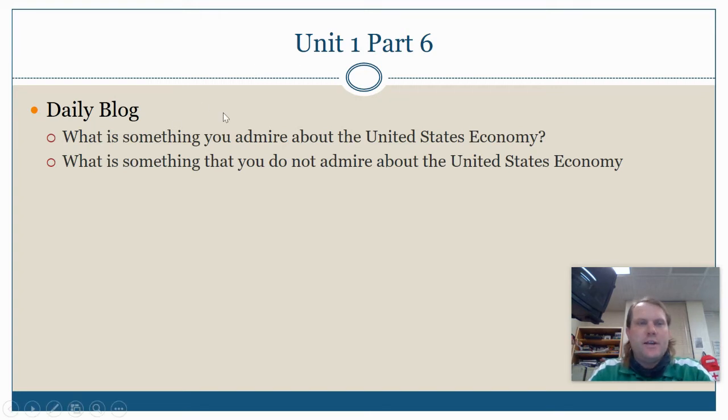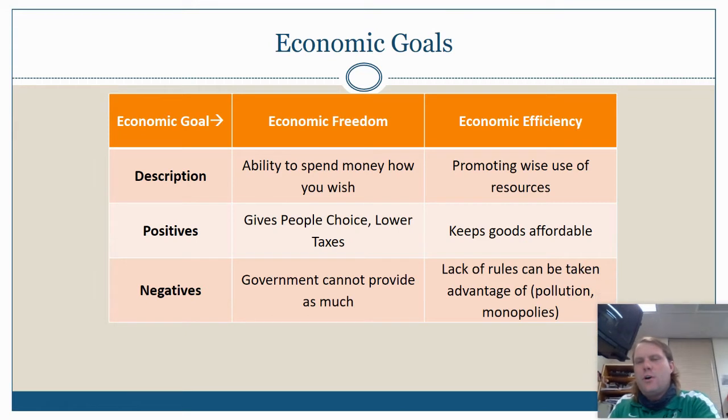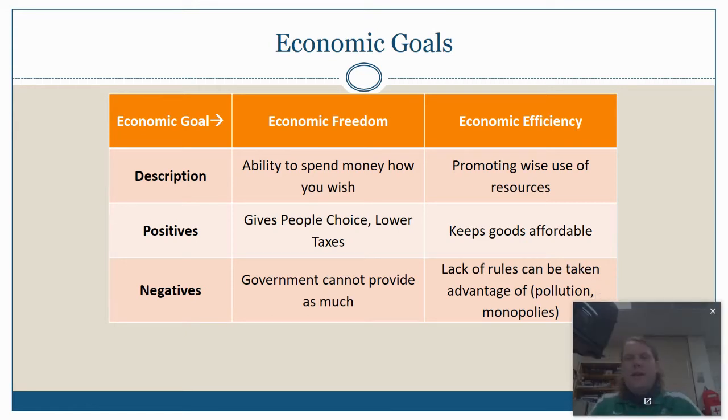What I was trying to get you to get to is the economic goals we're going to talk about. What are some things that the U.S. focuses on to make the economy run as smoothly as possible and get as many people bought in on the system as they can? Let's get started. There are six total goals here that we talk about, and these are things that economies want to accomplish.